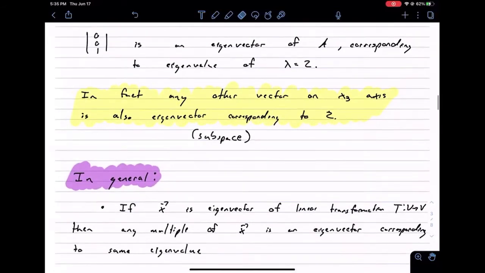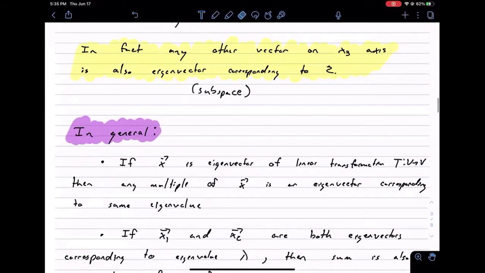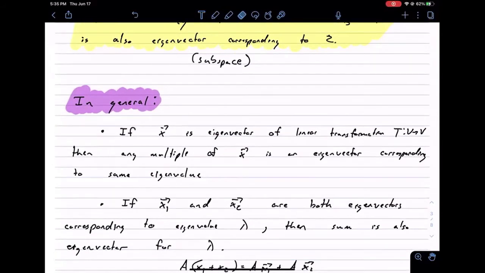But we have to be a little bit careful. If x is an eigenvector for the linear transformation, then any multiple of x is also an eigenvector, and it's an eigenvector for that same eigenvalue.